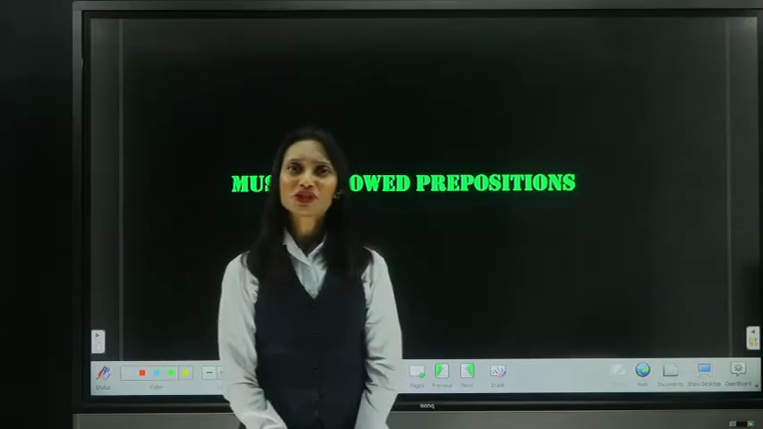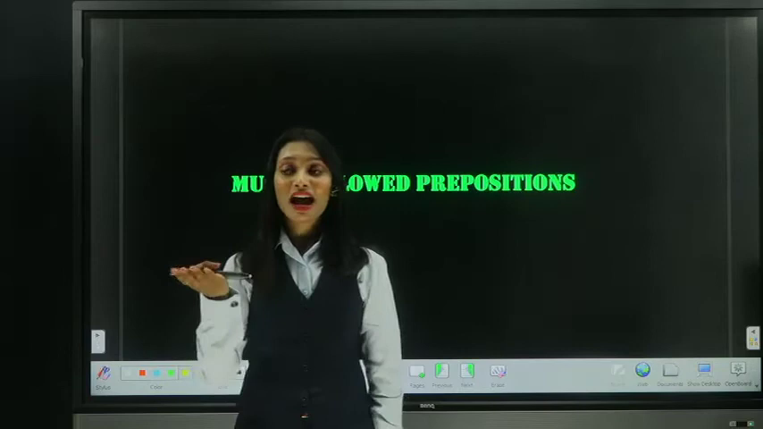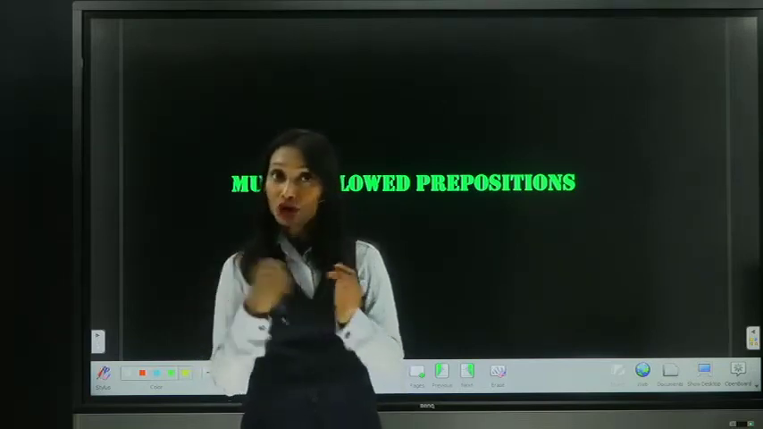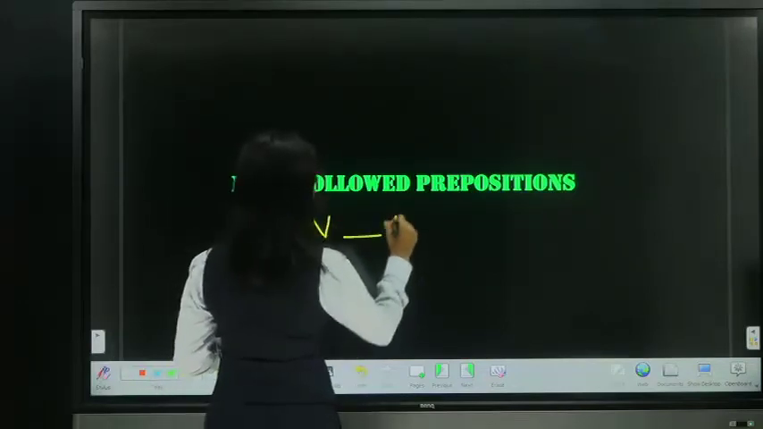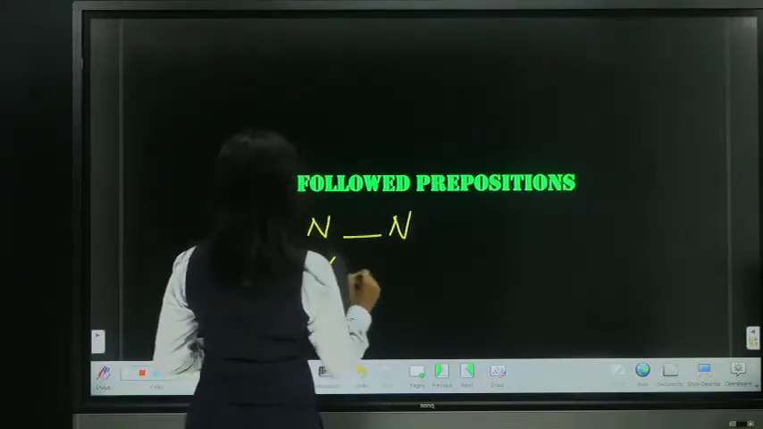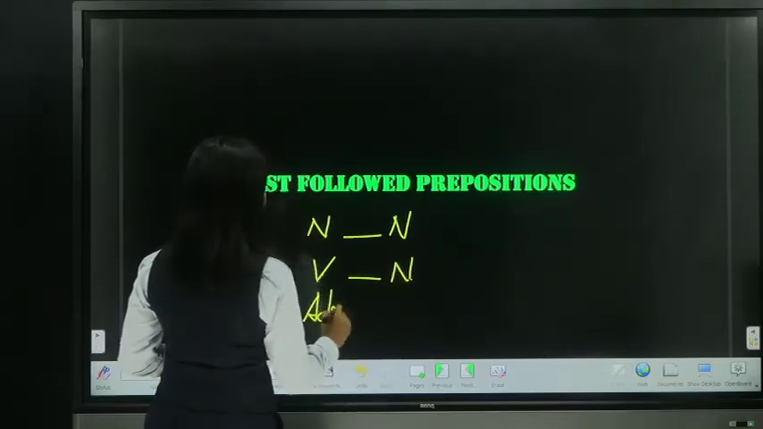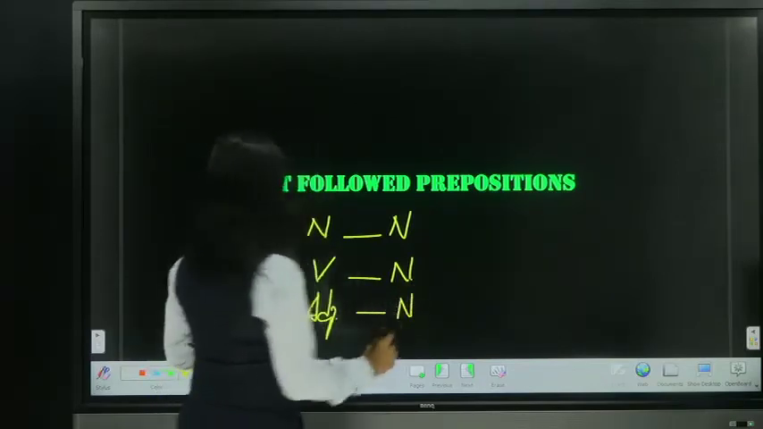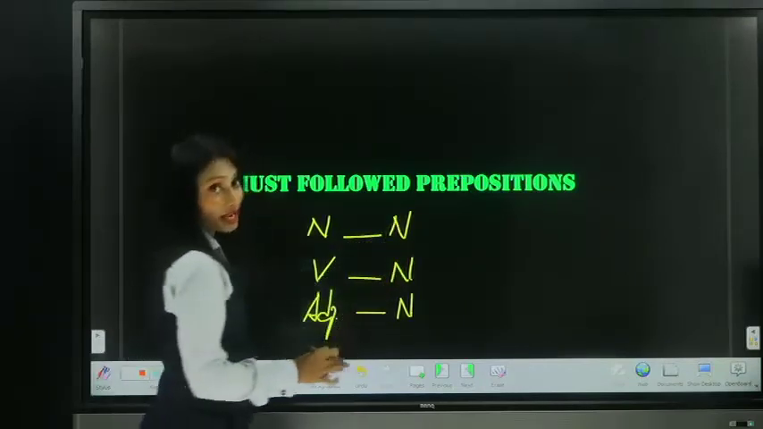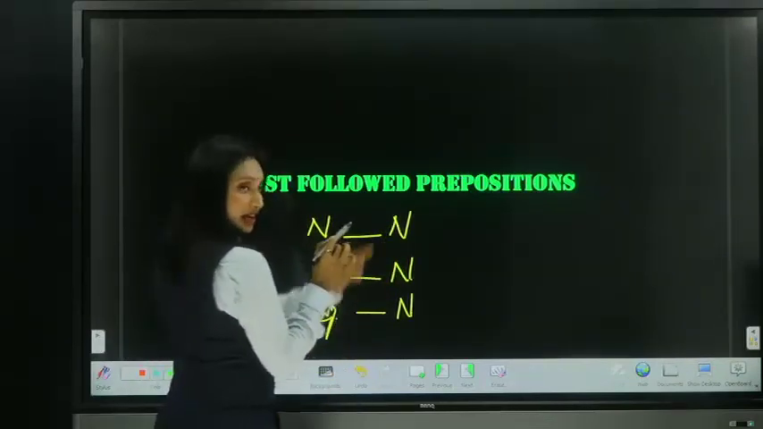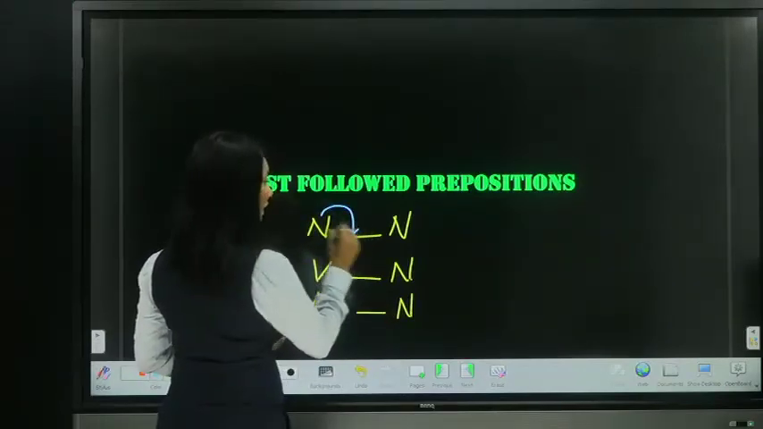So what is a preposition? A word which is placed before a noun or a pronoun to show relationship between a noun and a noun, a verb and a noun, and an adjective and a noun. So a preposition shows a relationship between a noun and a noun, a verb and a noun, an adjective and a noun. That means they always come before a noun, but some nouns always follow particular prepositions.